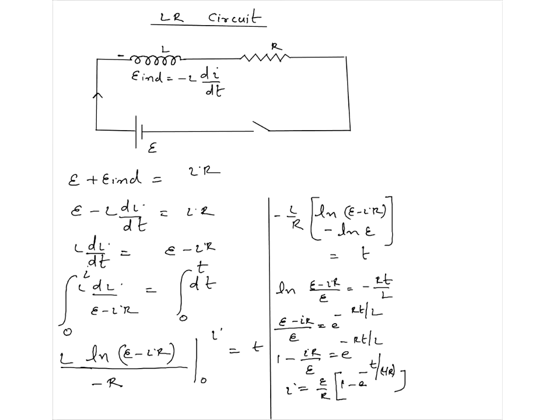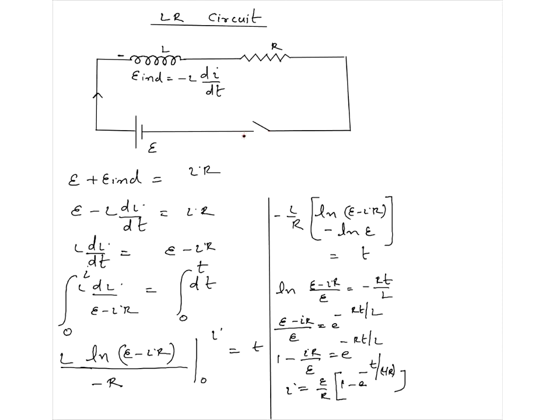So let's first talk about growth. Let's say at any time t, current is like this. We will use a mathematical approach. So I'm putting a plus sign here, and I'm writing E induced as minus L di by dt. I is the instantaneous current.